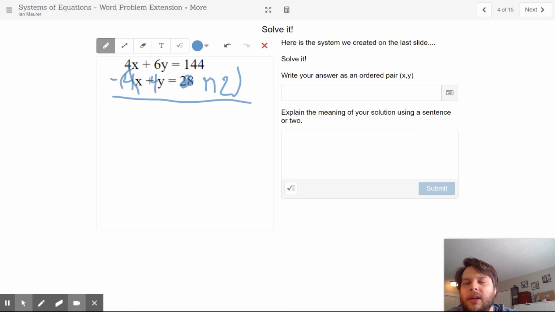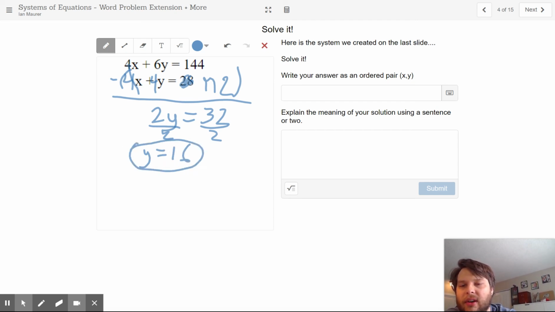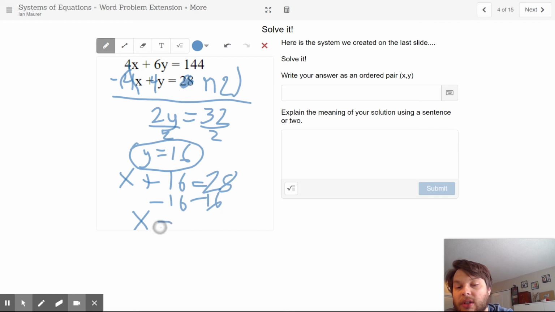4 minus 4. 6 minus 4 is 2, so I have 2y. 144 minus 112 is 32. Then I can divide both sides by 2, and I get y is equal to 16. I can plug the 16 back into either equation, but we have an equation that is fairly easy. It says x plus y equals 28. You sold 28 candles, right? So if you sold 16 of one type, subtract 16, and you know that you sold 12 of the other type. So you got it.